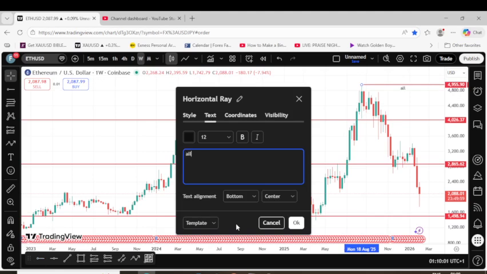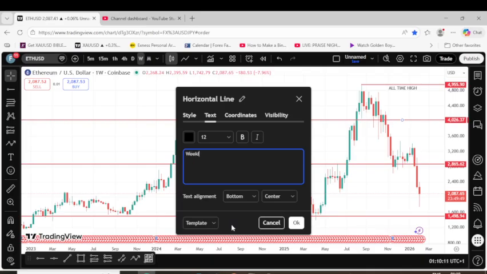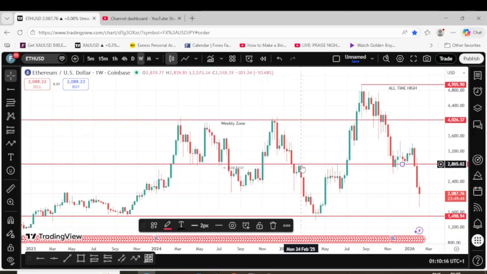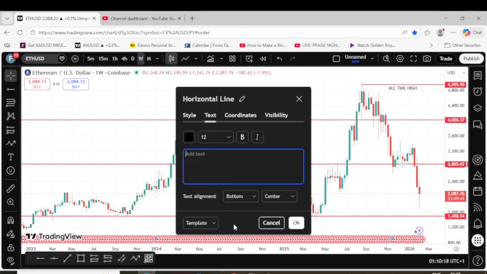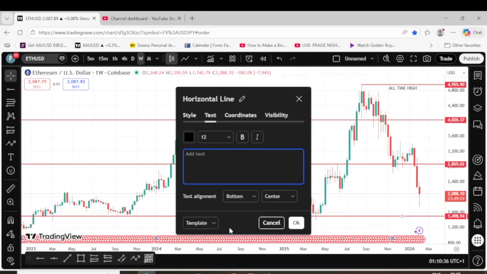So these are our weekly zones. This is my all-time high. This is a weekly zone. This is another weekly zone. This is another weekly zone. And then this is also a weekly zone.